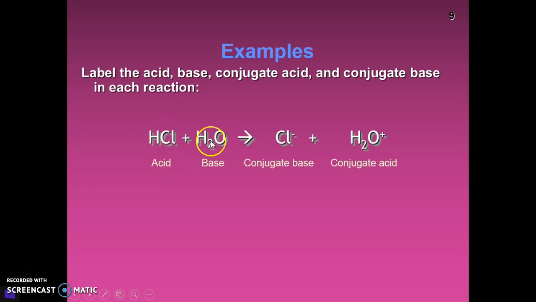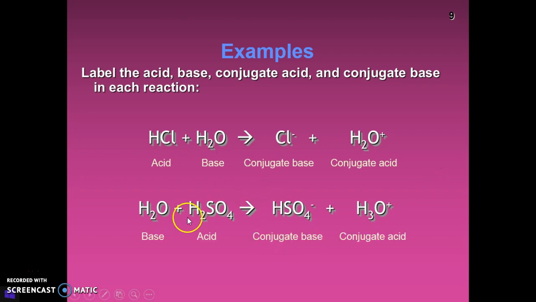So here's my acid, here's my base. Conjugate base is a hydrogen ion different than the acid. Conjugate acid is a hydrogen ion different than the conjugate base. And again, that should be an H3O+. Okay, next one. What do you got? What are the conjugate pairs? Can you identify them?